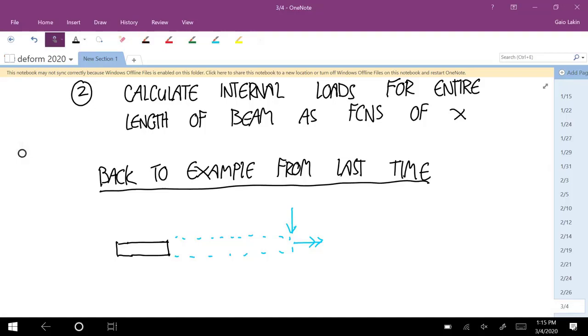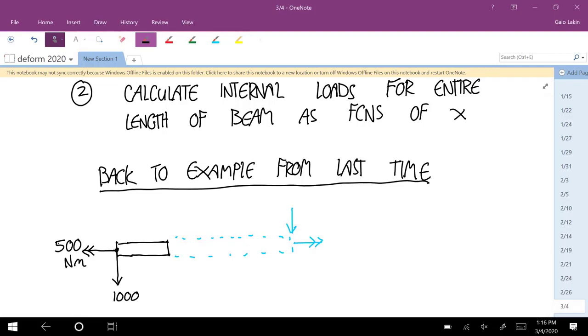We did use those to figure out the external loads on the left side, and those are a downward force of 1,000 newtons and a couple with your thumb in the direction of the negative x axis of 500 Newton meters. I'll just put the units on here so we keep the couple and the force straight.